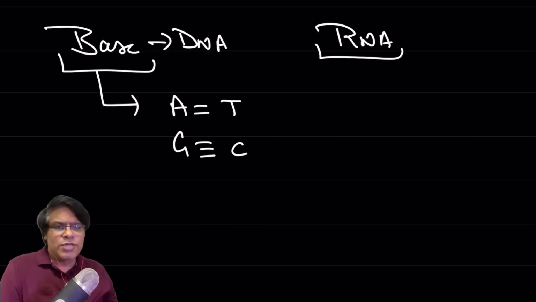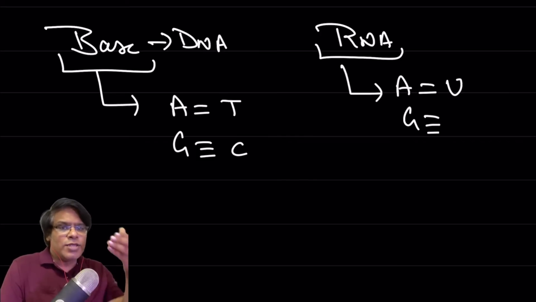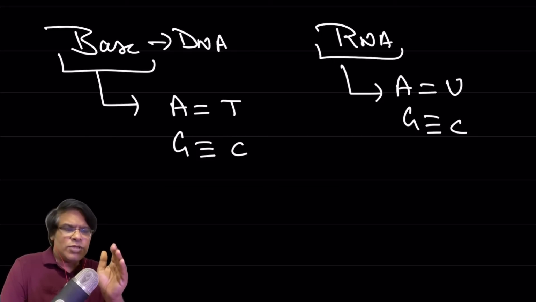Now if you see in the case of RNA, in place of thymine, you are going to see uracil. So in case of RNA, generally RNA is single stranded, and it can fold on itself.